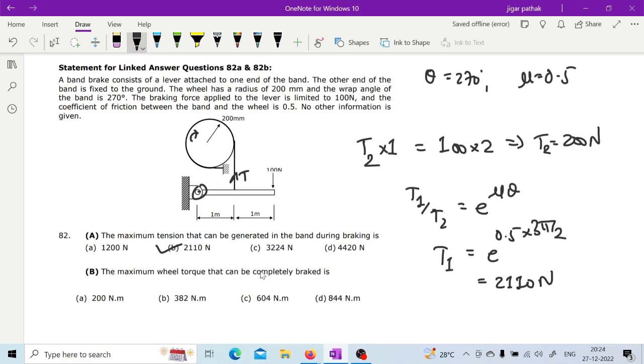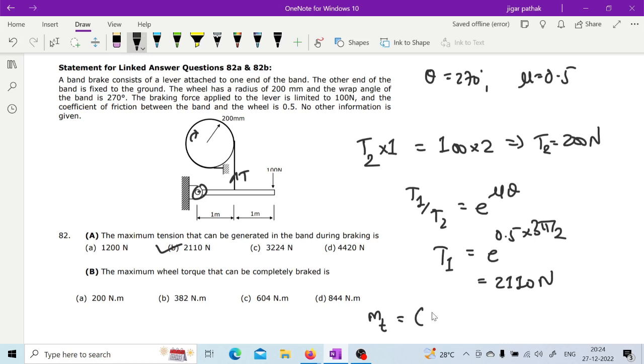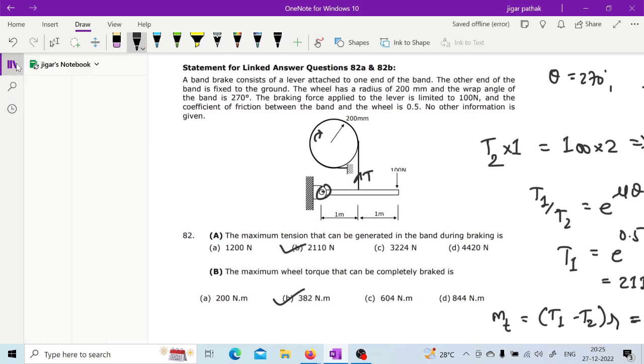Yes, sir. So once you have this, then braking torque, just now we have discussed how you are calculating braking torque in case of this band brake. T1 minus T2 into R. Yes, it is T1 minus T2 into R. If you put all the values, R is given as 0.2, it will come around 382 Newton meter. Okay, so now if you go for the next one.